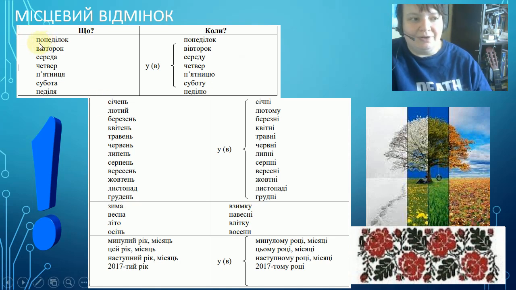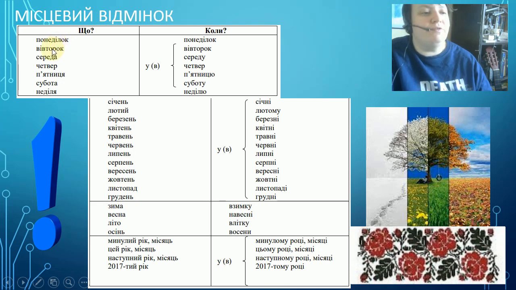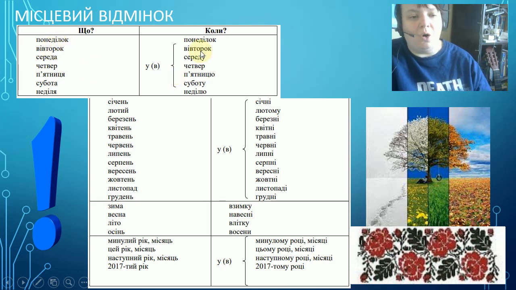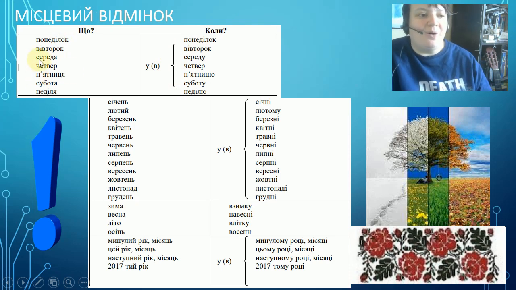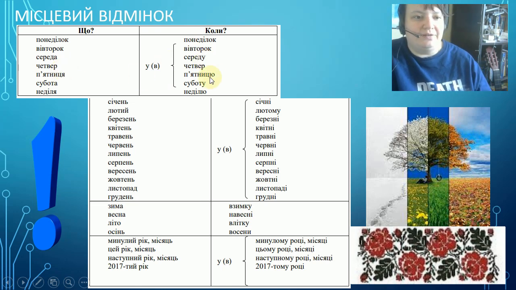So, понеділок, Monday. У понеділок, в понеділок. On Monday. Вівторок, Tuesday. On Tuesday, у вівторок. Середа, Wednesday. У середу, on Wednesday. Четвер, Thursday. On Thursday, у четвер. П'ятниця, Friday. У п'ятницю, в п'ятницю, on Friday.